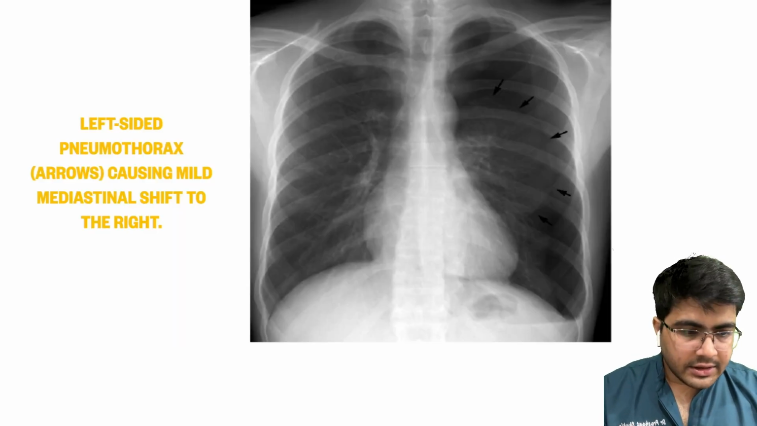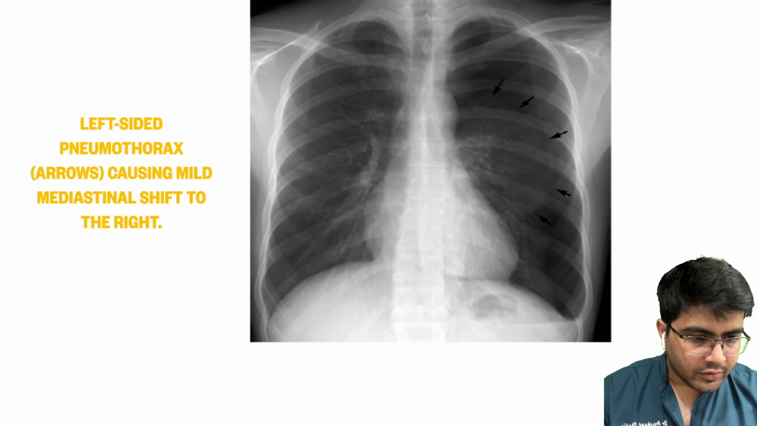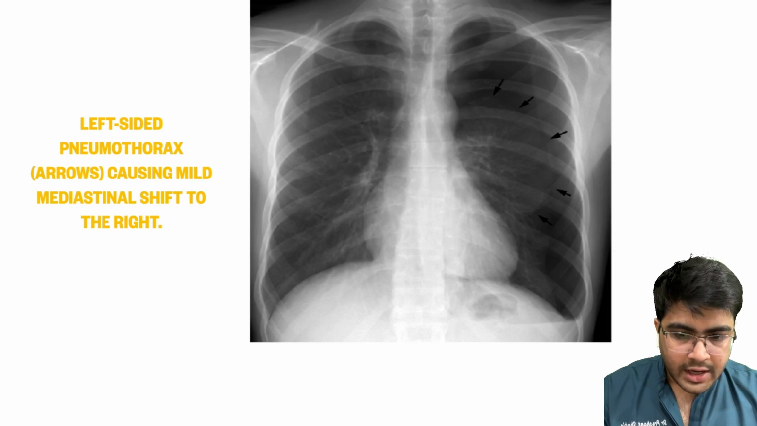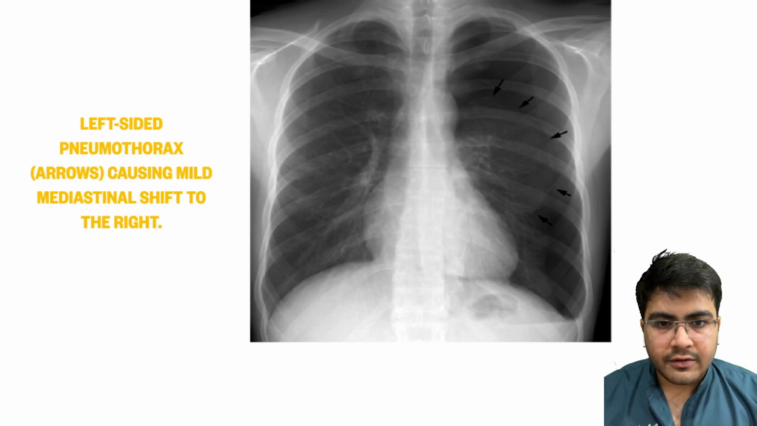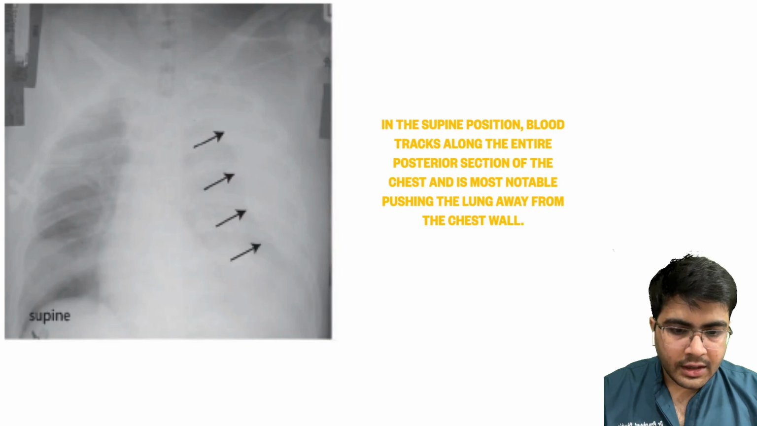Again, this is a left-sided pneumothorax. In this, again, you are able to see the arrows showing mild mediastinal shift. There's a shift to the right. So this is a pneumothorax which is associated with mediastinal shift. So we are done with the pneumothorax.